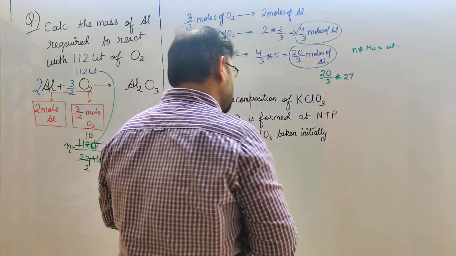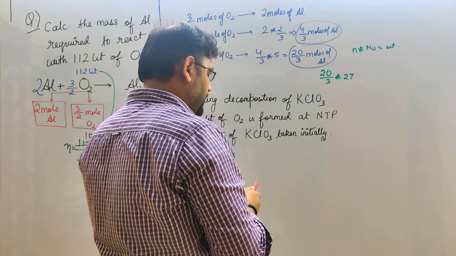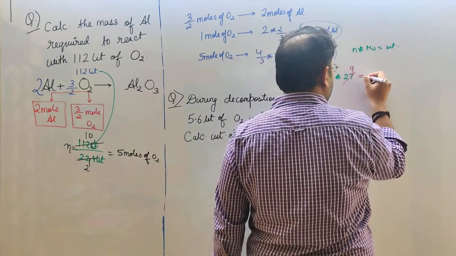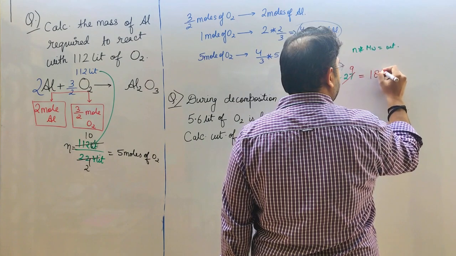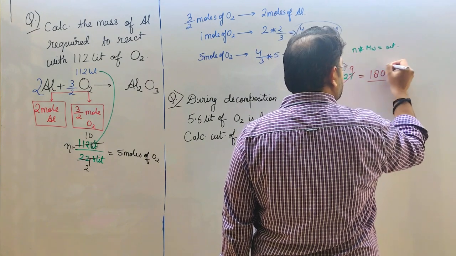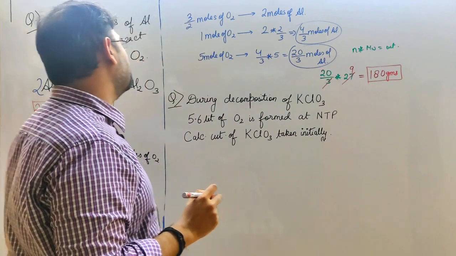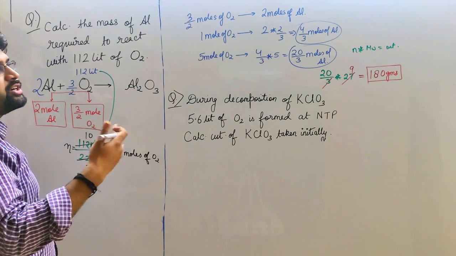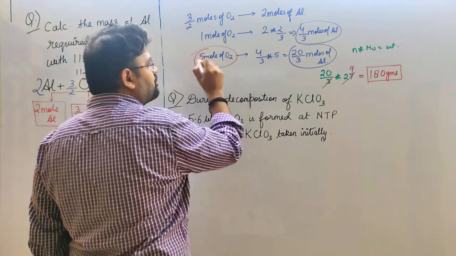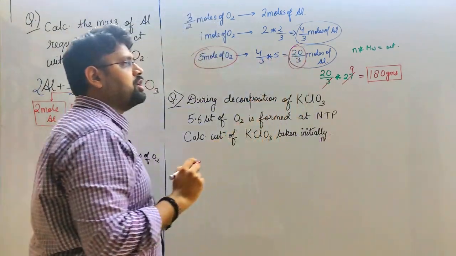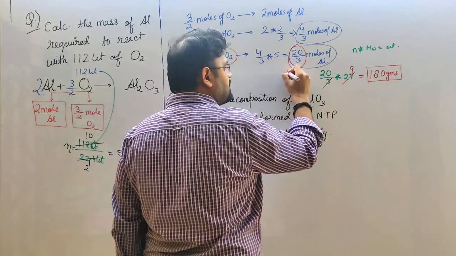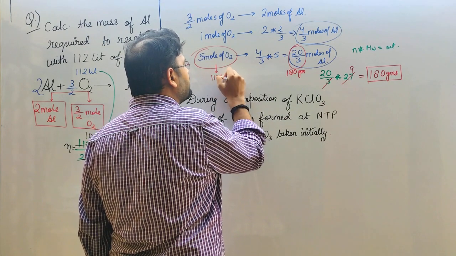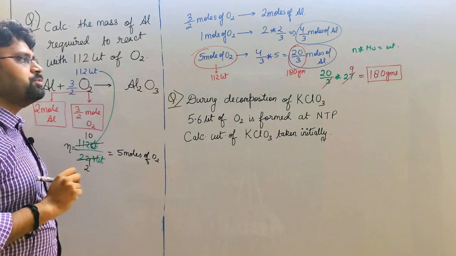Moles upon molecular weight or atomic weight. So the 3 and 27 reduce, 9 remains, and 20 into 9 is 180 grams. So 180 grams of aluminium will be used for reacting with 112 liters of oxygen. In terms of moles, we can say 5 moles of oxygen requires 20 by 3 moles of aluminium. 20 by 3 moles means 180 grams, and 5 moles of oxygen means 112 liters. I hope you are clear with this.